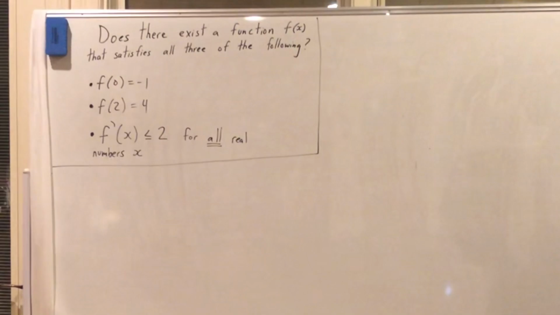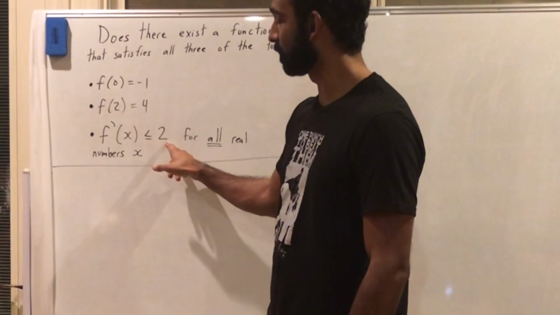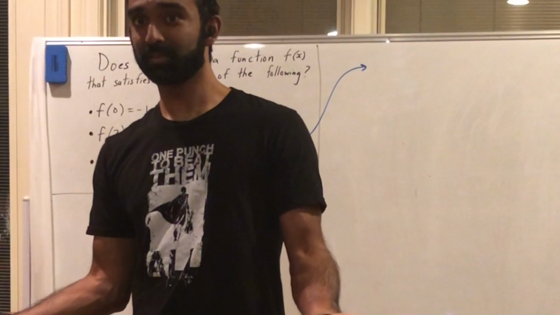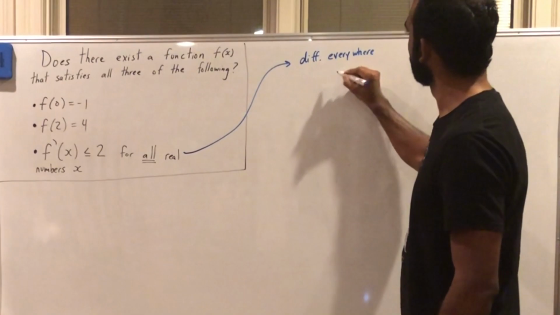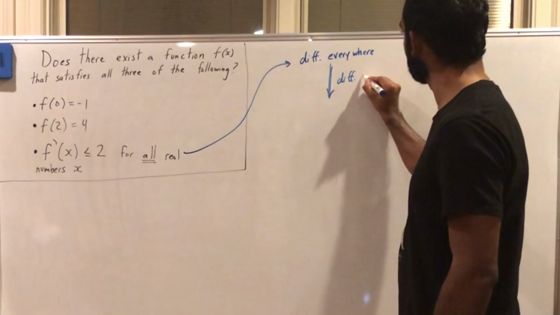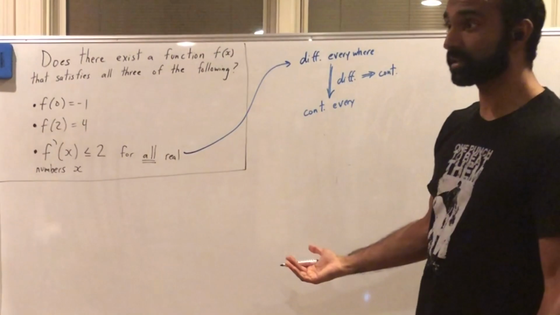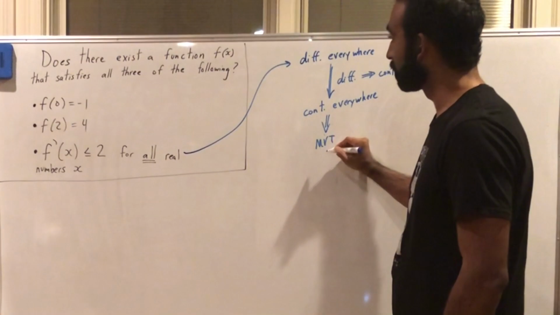Are we assuming that this function's also smooth and continuous? Well, if the derivative exists for all real numbers, then it has to be smooth and continuous. It has to be differentiable, and if it's differentiable, then it has to be continuous. So, this is differentiable everywhere. And since differentiability at a point implies continuity at that point, this function has to be continuous. If it's differentiable and continuous everywhere, does the mean value theorem apply? Yes. The MVT applies to any closed interval you want to pick.